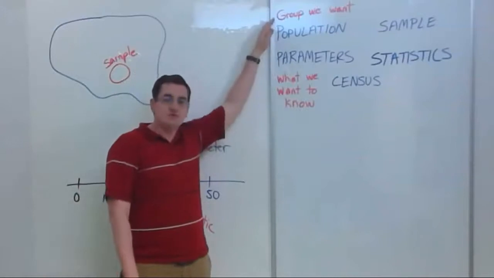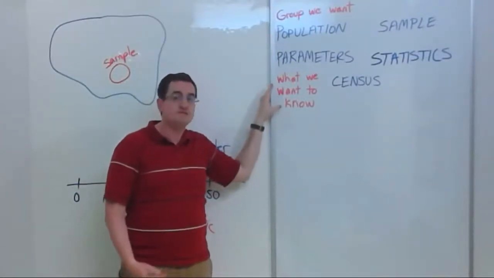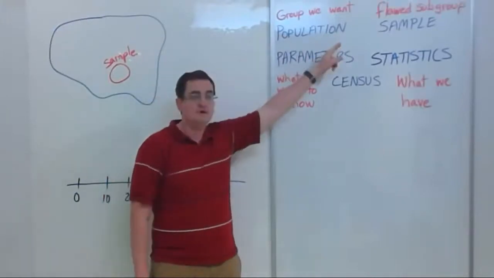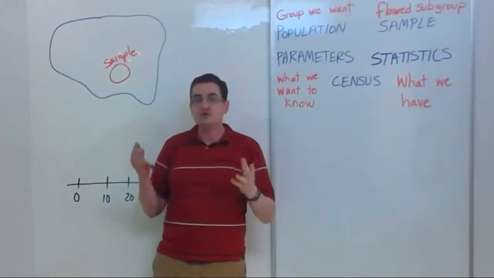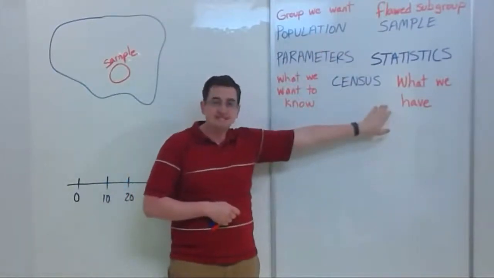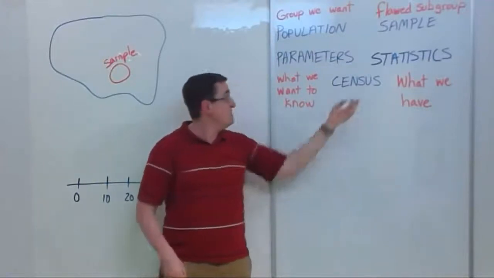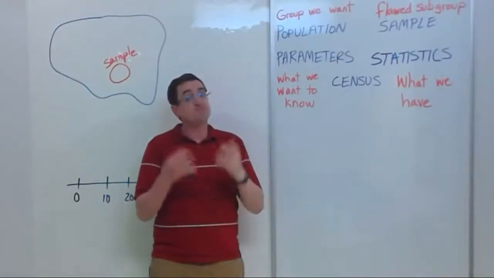Populations are the group that we want to survey, and the parameter is what we really want to know. But our sample is a flawed subgroup. Flawed because randomness says you're not going to get a perfect representation of the whole population. So that statistic is what we have. We hope it's close to the parameter, but unless you're doing a census, it's probably going to have some flaws.